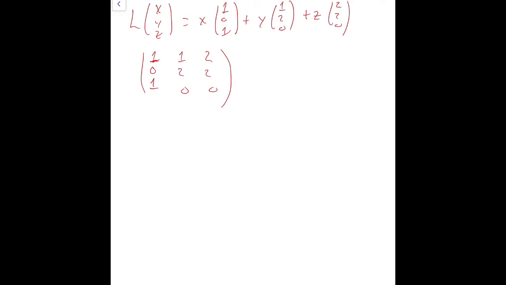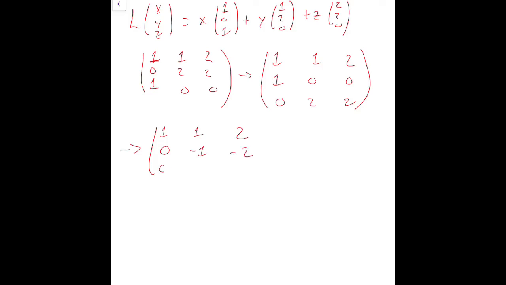Okay, and we want to make sure that the pivots are to the right of or underneath the pivots in the row above it, so I want to swap row 2 and row 3. 1, 1, 2, 1, 0, 0, 0, 2, 2. I'm going to subtract row 1 from row 2. So this is 1, 1, 2. 1 minus 1 is 0. 0 minus 1 is minus 1. 0 minus 2 is minus 2. And then the bottom row stays the same. And again, I'm just going to multiply row 2 by minus 1. So the entries are going to be 1, 2.